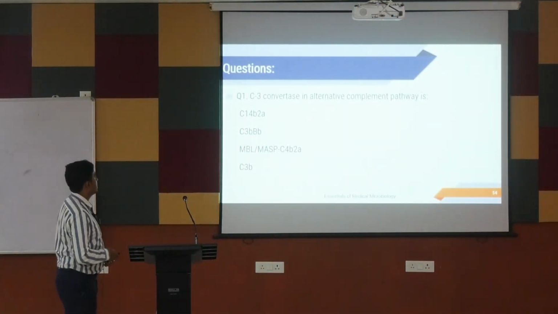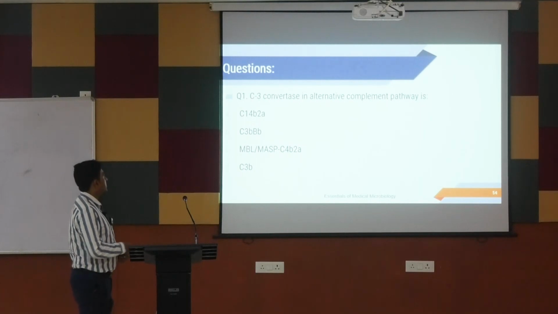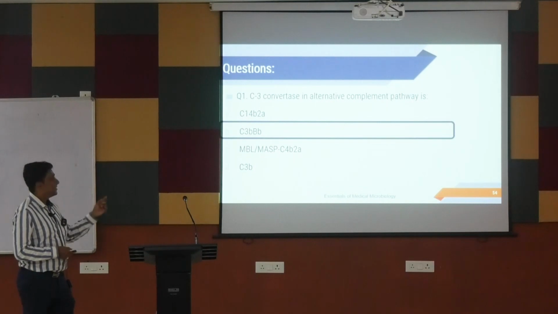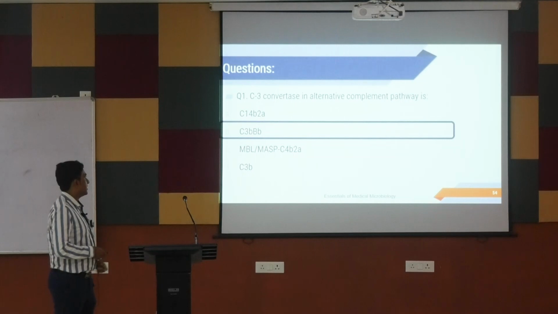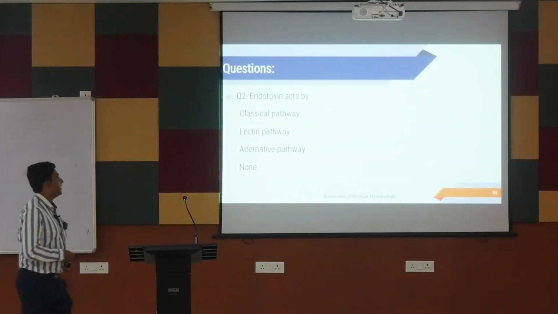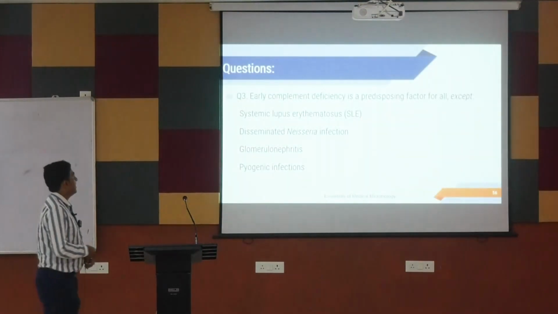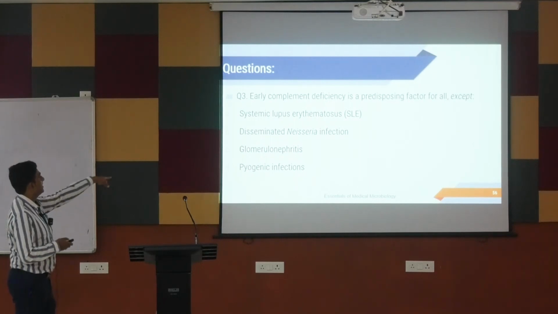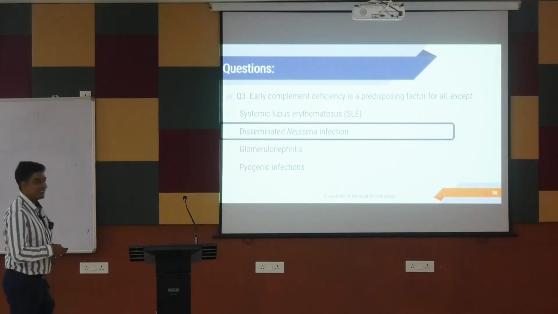C3 convertase is an alternative complement pathway for... In the alternative complement pathway, which one is it, tell me? C3b. And in the mannose binding lectin pathway it is MBL-MASP. Endotoxin acts by the alternative pathway. Early complement deficiency is a predisposing factor for all like SLE, glomerulonephritis, pyogenic infection except Neisseria.